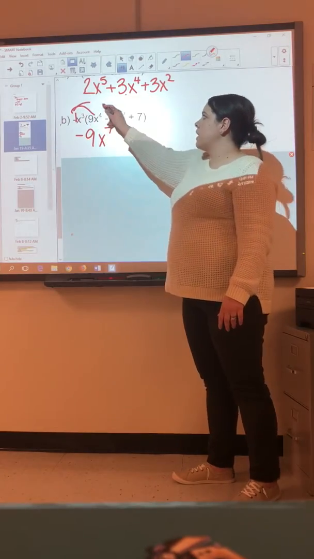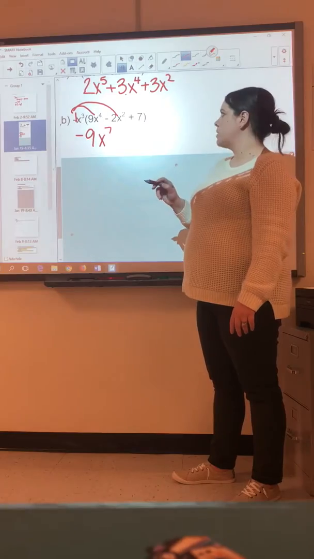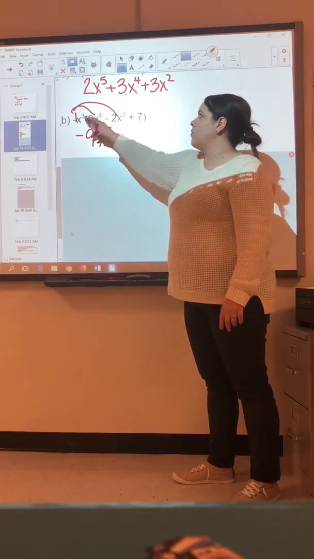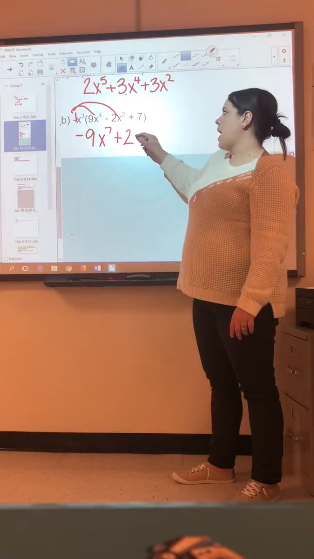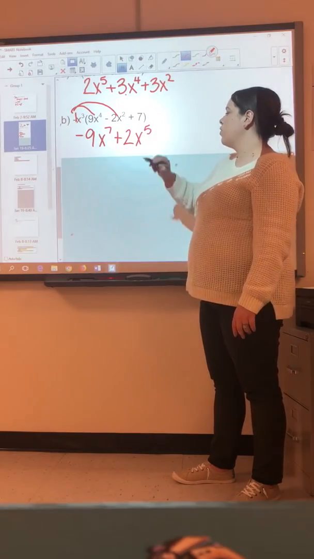And then multiply times the next term. Negative 1x cubed times negative 2x squared. Negative 1 times negative 2 is positive 2. X cubed times x squared, I add. 3 plus 2 is x to the 5th.